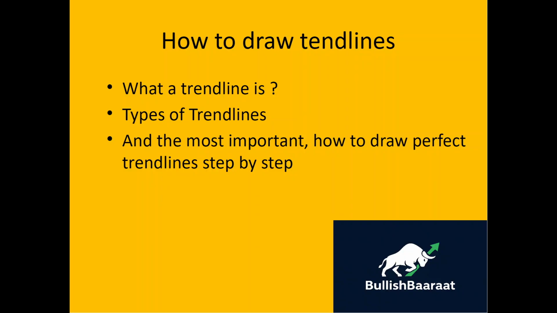So what is a trend line? A trend line is a straight line that shows the direction of the market. In simple words, if the market is going up, we draw an uptrend trend line. If the market is going down, we draw a downtrend trend line. Trend lines help us identify the trend and also find support and resistance in the market. And finally, they help us plan our entry, stop loss, and exit.